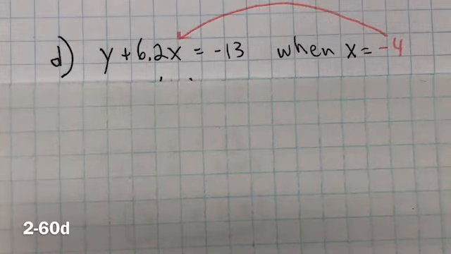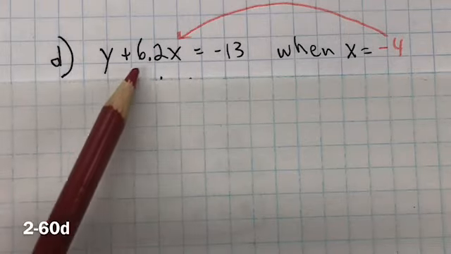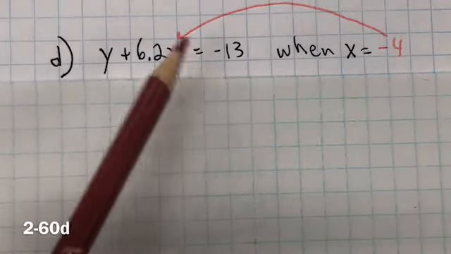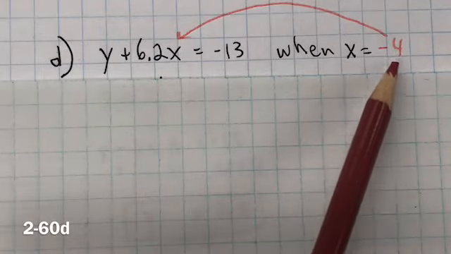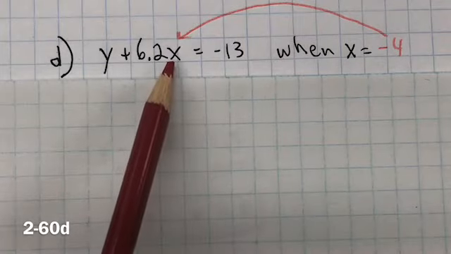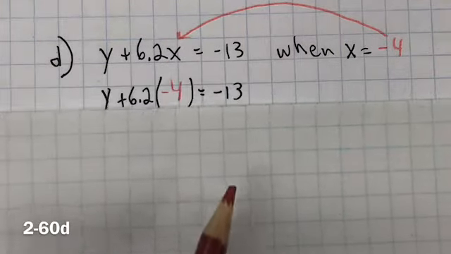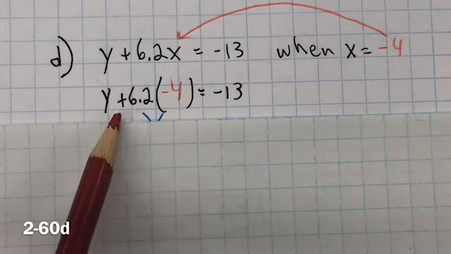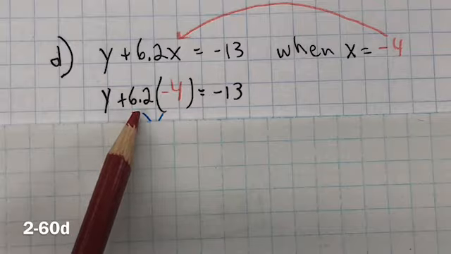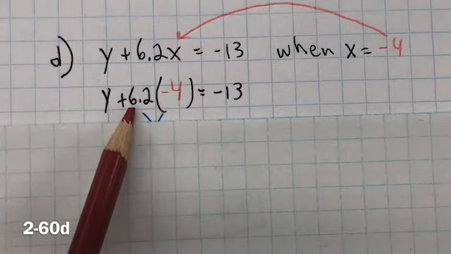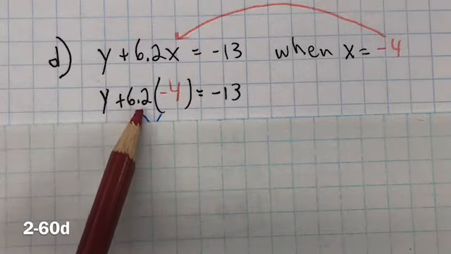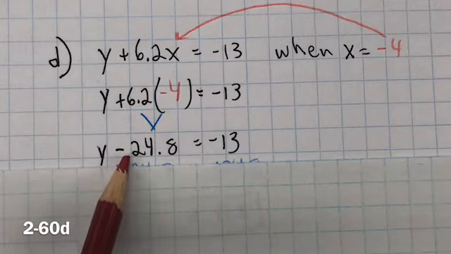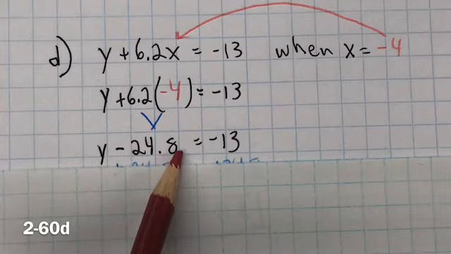Problem 260D, y plus 6 and 2/10 x equals negative 13 when x equals negative 4. So I'm going to substitute x with the value of negative 4. Again, I put it in parentheses. And so now follow order of operations. So I have 6 and 2/10 multiplied by negative 4, which gives me negative 24 and 8/10.